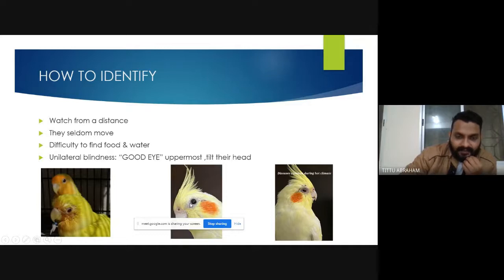So you can see the left eye, it is very normal. When you look at the right eye, that is infected. That is on the right side, you can see. So it has got infection. So it is necessary to observe both the eyes. Only one eye may be infected. So it's necessary for you to observe both eyes.